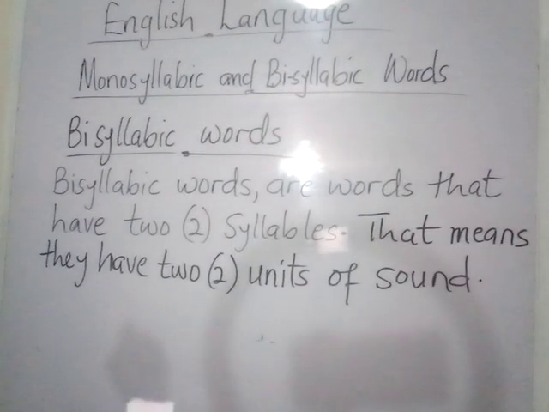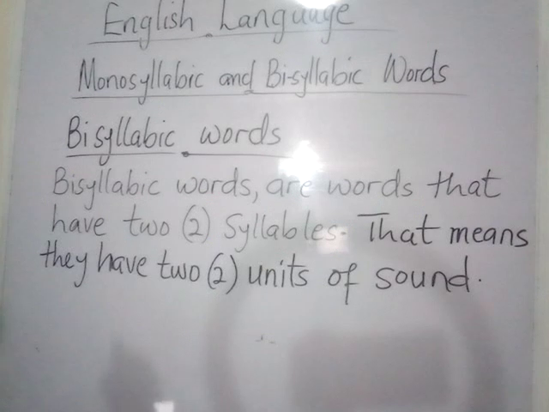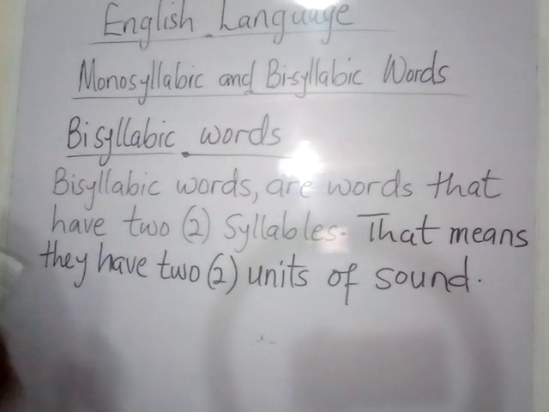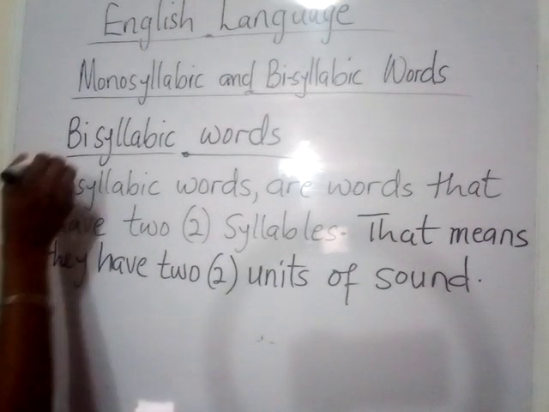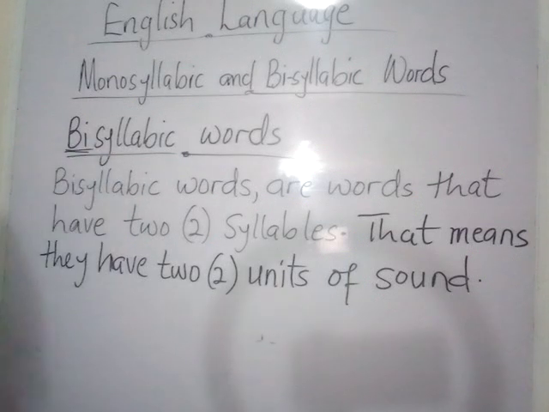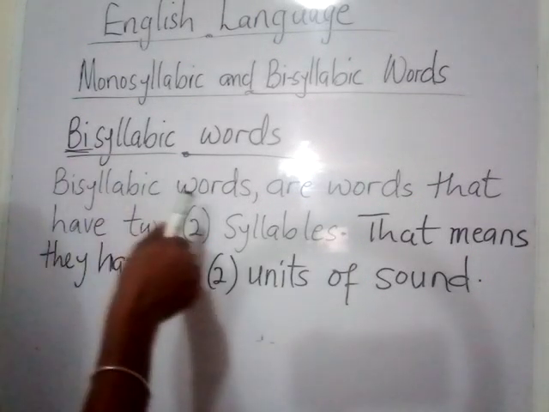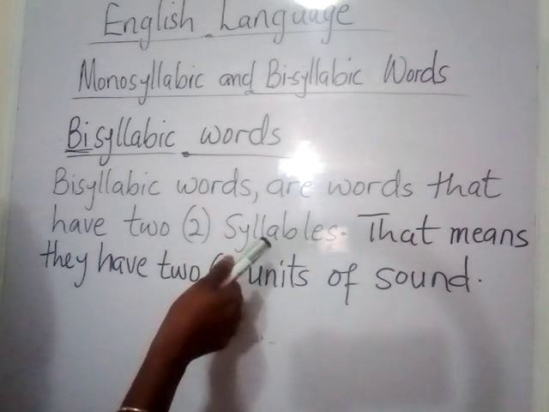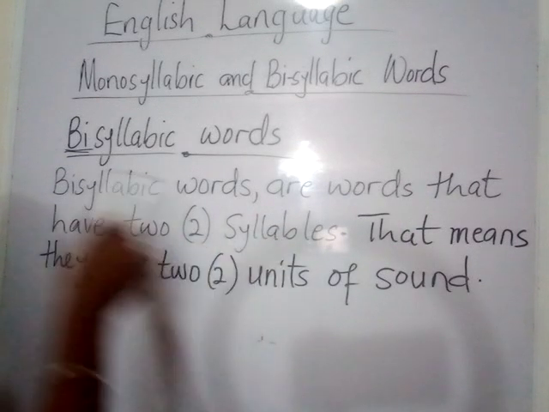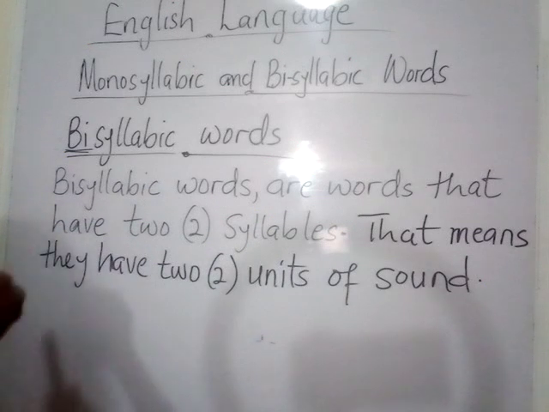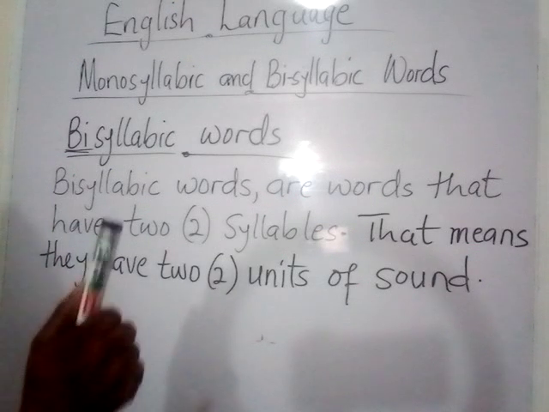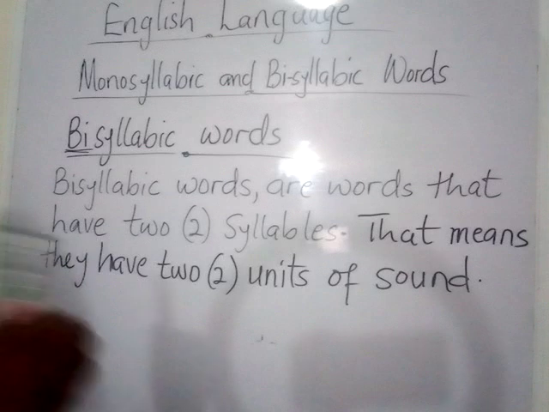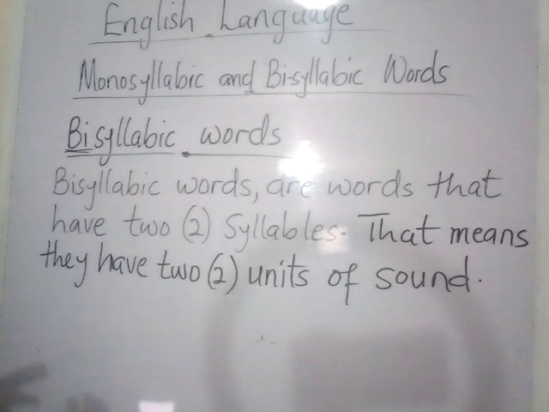So now let's look at bisyllabic words. Like we mentioned earlier, bi refers to two. So bisyllabic words are those words that have two syllables. Remember when we talked about monosyllabic words, we said that mono means one. So monosyllabic words are words that have just one syllable. And we said that a syllable simply means a unit of sound.